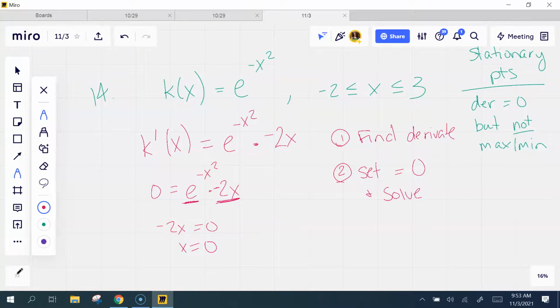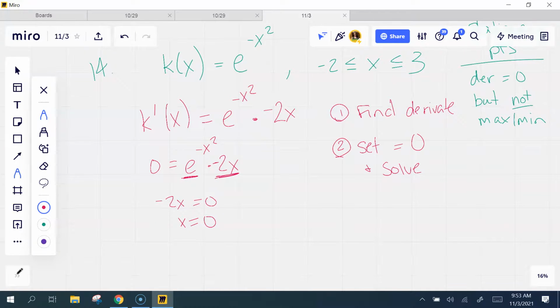So now I'm going to set up a sign test, okay? And I'm going to use a sign analysis chart to do this. Sign analysis. Do not forget your endpoints.